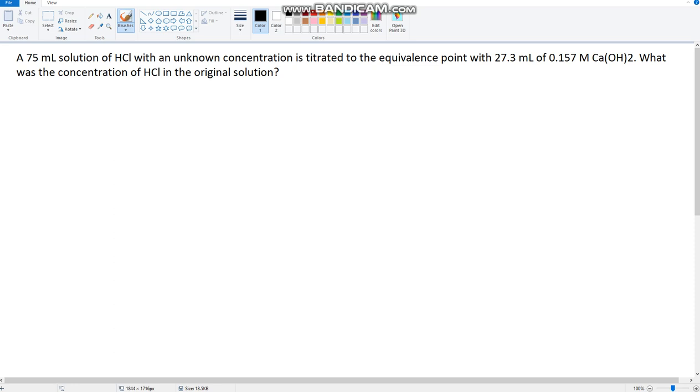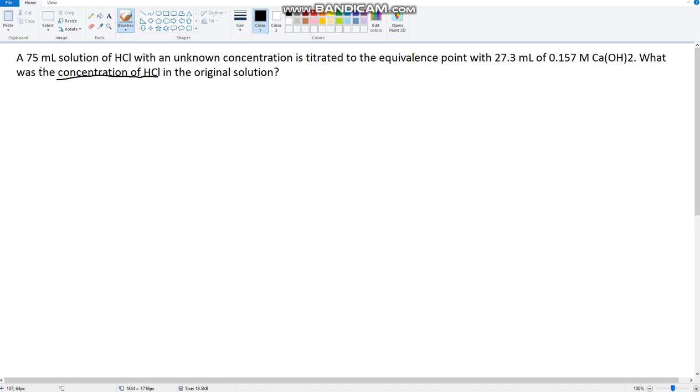This is David Morejon, and today we'll be doing a titration problem, and it reads as follows. A 75 milliliter solution of hydrogen chloride with an unknown concentration is titrated to the equivalence point with 27.3 milliliters of calcium hydroxide with 0.157 molarity. What was the concentration of HCl in the original solution? Right there, that is what we need to find. We need to find the concentration of HCl, which is the molarity.